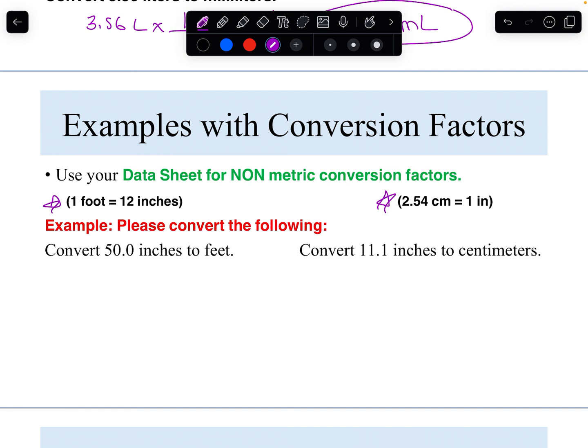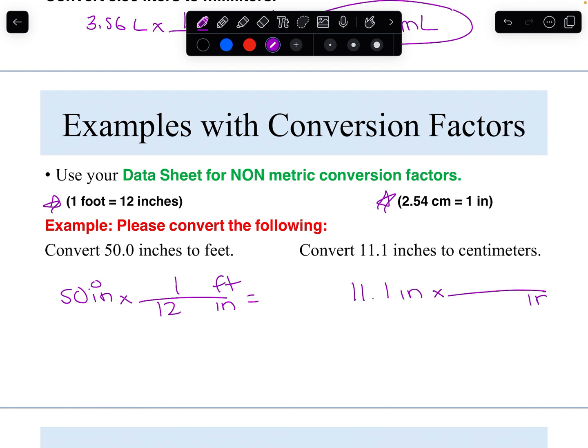Okay, so convert 50 inches to feet. So go ahead and do the same thing. Start with 50 inches. Put your unit on the bottom and what you're trying to go to on the top. There are 12 inches in 1 foot.